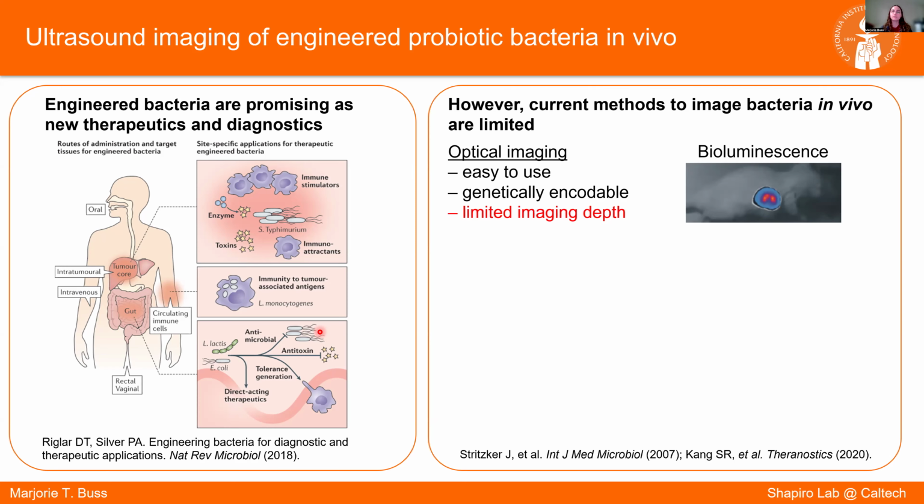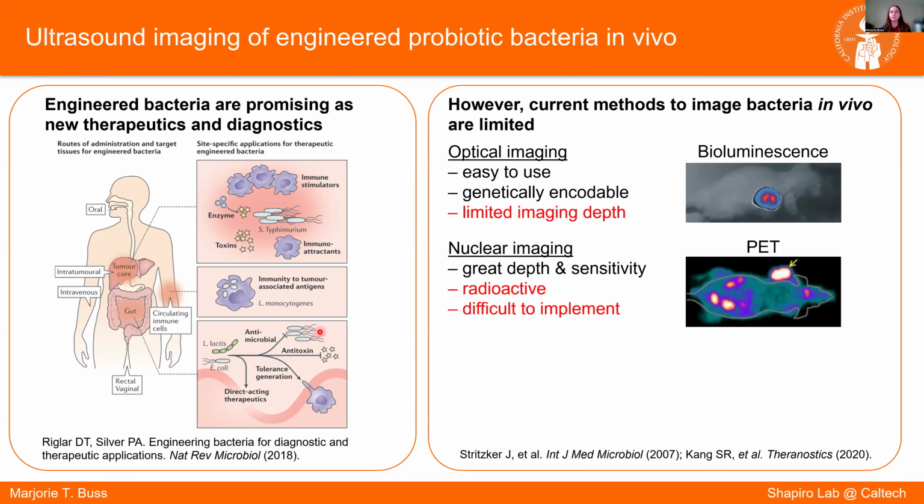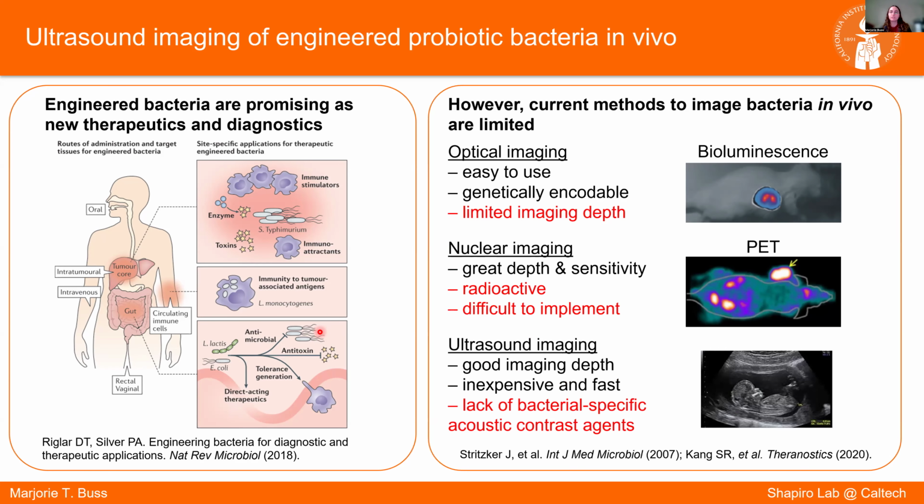So to get around this, people have made nuclear imaging methods such as PET and SPECT that rely on specific radioactive tracers that are specifically uptaken by the bacteria. And this provides pretty great sensitivity and imaging depth, but unfortunately you have to use radioactive tracers, which are difficult to implement. So we'd much rather use something like ultrasound imaging, which is a relatively cheap and fast imaging modality that gives you good imaging depth.